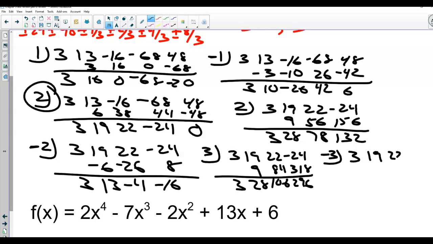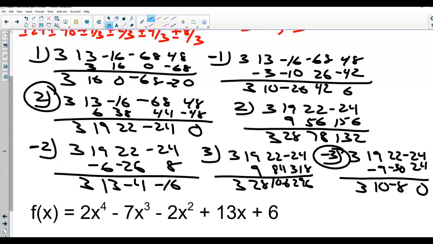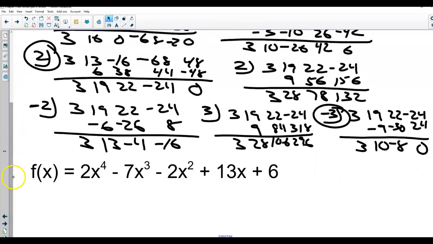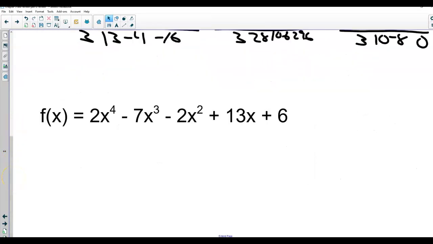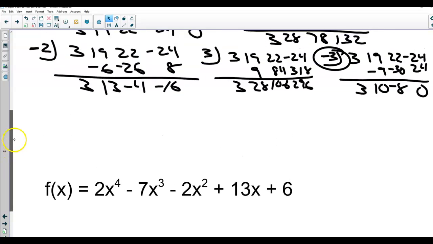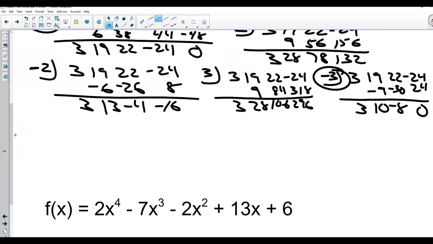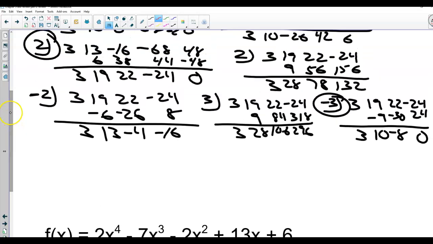3, 19, 22, and negative 24. Let's see what happens. 3, we have negative 9, that's 10. Negative 30, that's negative 8. And 24. Perfect. And that works. As I said, you'll get the options in your first 6. So negative 3 and 2 are options.